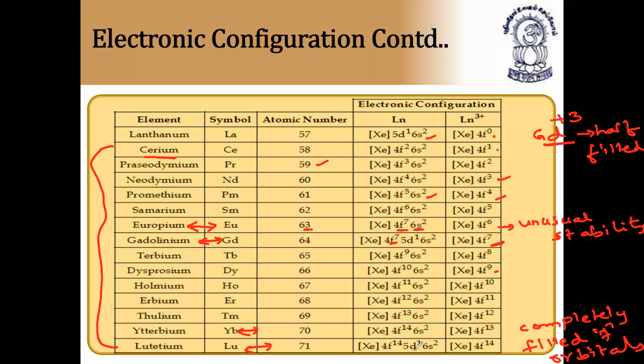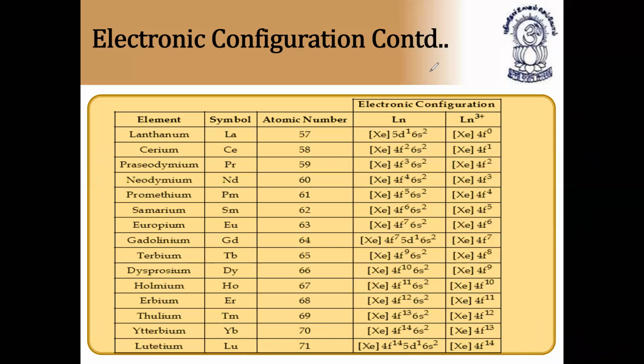So it is 5d1 again, a more stable state. And in plus 3 state, it is 4f14 and 4f7, and these two are 4f0. So you have to be thorough with these things: europium, gadolinium, ytterbium, lutetium, all these 4 elements. What is the atomic number of europium? 63, gadolinium 64, ytterbium 70, lutetium 71.